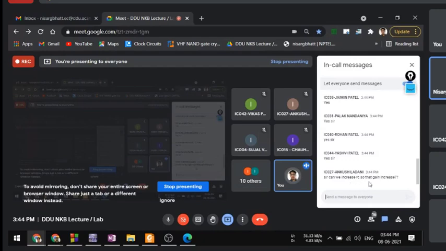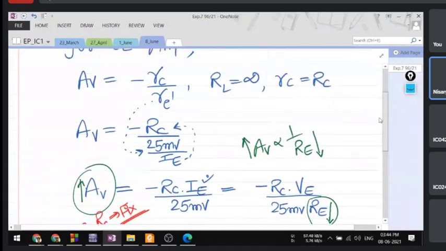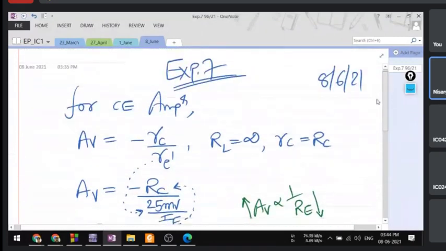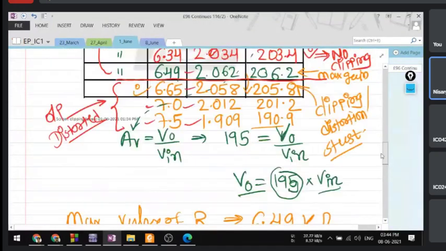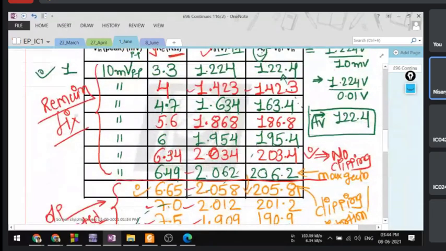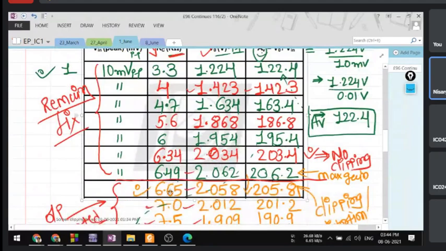Sir, can we increase the RC so that gain increases? Definitely. Let me say in experiment number 6, you can definitely increase the value of RC to get the higher gain. In a previous experiment, we learned that we can increase the value of RC. Maximum you can take 6.65 or 6.5 to get the higher gain, but your Q point will also move up.